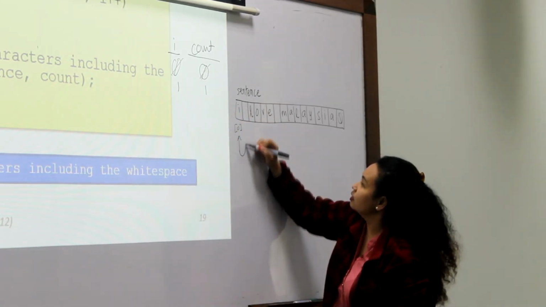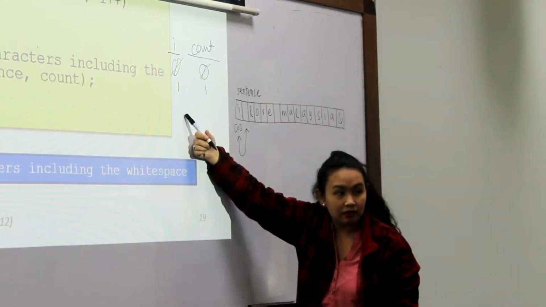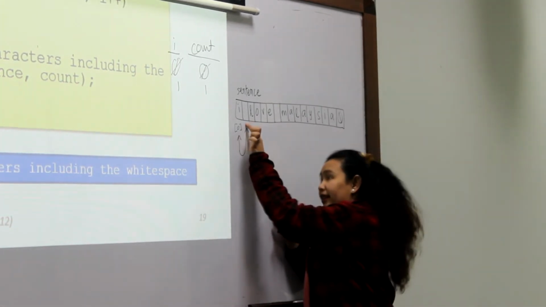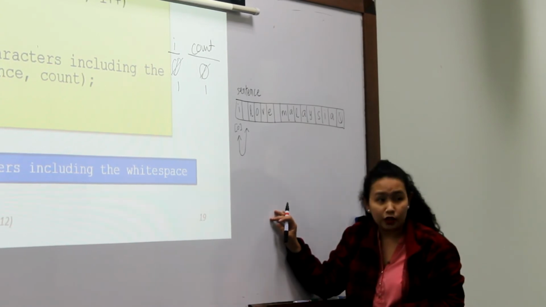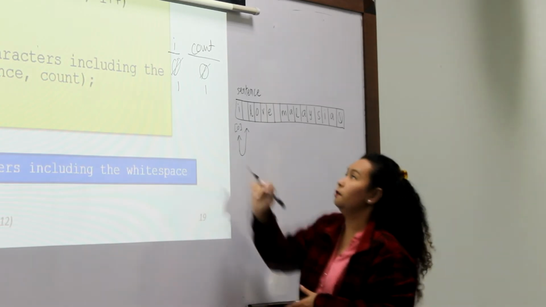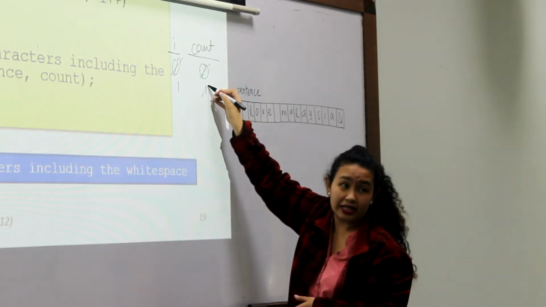So i plus plus. Sentence[i] is not equals to null. Wait, sentence. What is i? What is i, guys? 1. So sentence[1] is not equals to null. True or false? True. So what do you do? Count plus plus. So what is count? What is count now, guys? 2.